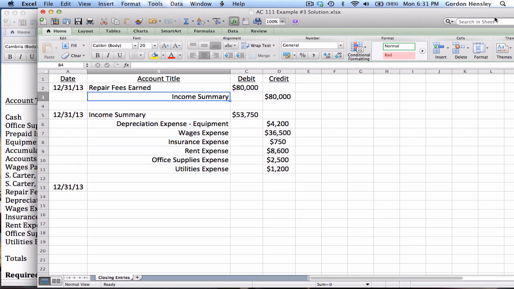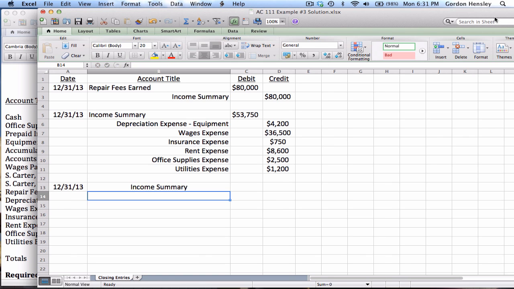So I can see in the first entry we credited income summary for $80,000. Then in the next entry we debited income summary for $53,750. Now, of the 2, there's more on the credit side of it than there is on the debit side. So it's going to have a credit balance. So since it's going to have a credit balance, I'm going to have to close it by debiting.